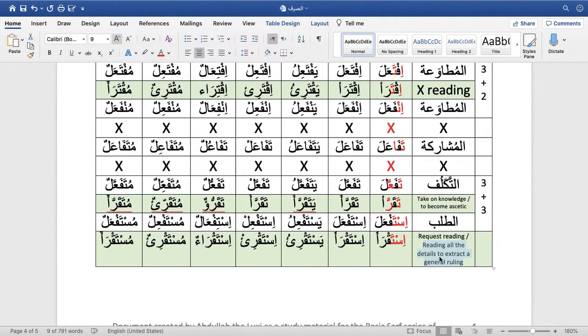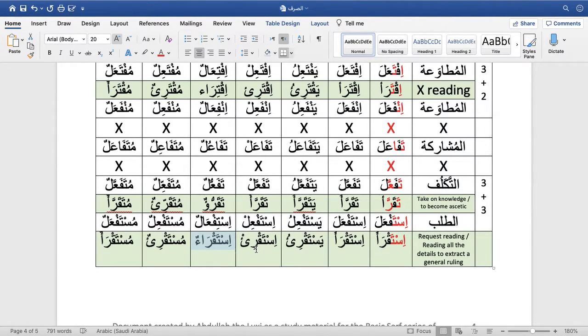Istaqra'a means to read all the details of something in order to come out with a general rule that will encompass or apply to all the details that you have extracted from your research. And al-istiqra'u, which is the masdar of this wazn here, is one of the adilla of the sharia, right?